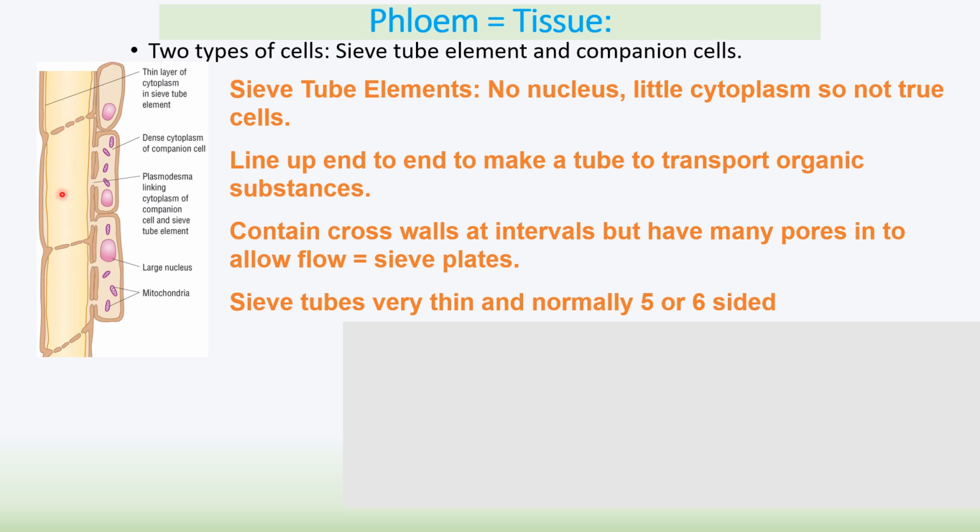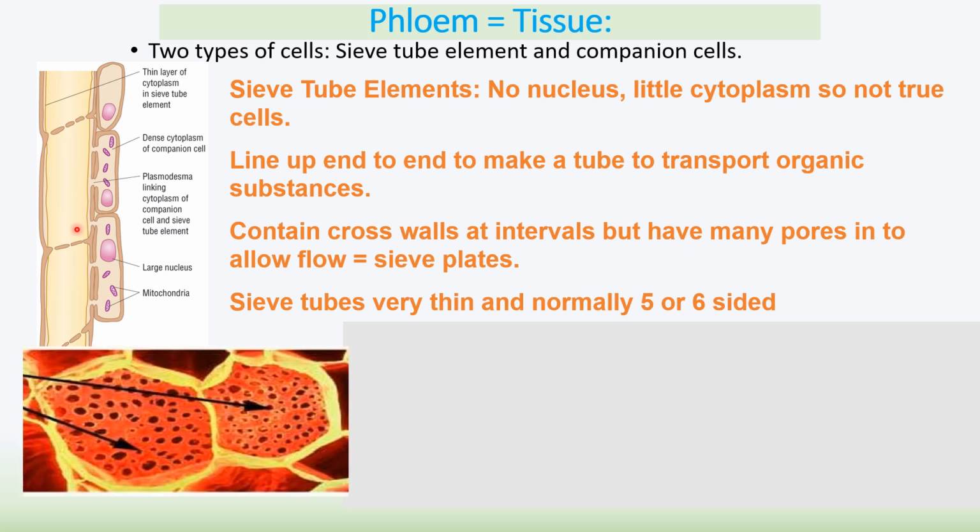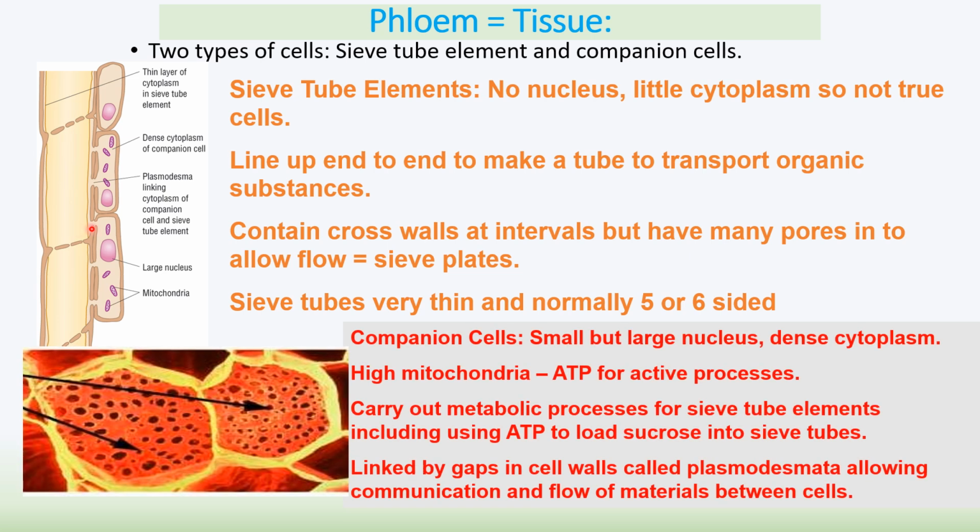They line up end to end, and they have little holes in the cell walls at the end called sieve plates, which allow the sugars, or sucrose, to move through. They are normally six-sided, in hexagonal shapes. They are attached to something called a companion cell. Now, the companion cell has a dense cytoplasm with lots of mitochondria, which do the active transport and the active processes for the sieve tube elements. Effectively, they are like a life support machine, keeping the sieve tube elements alive, even though they don't have all the components in the cell cytoplasm. And they are linked by a continuation of the cytoplasm called plasmodesmata.